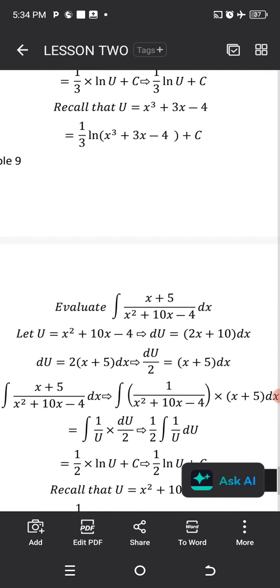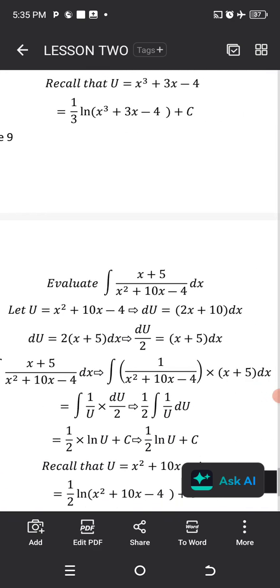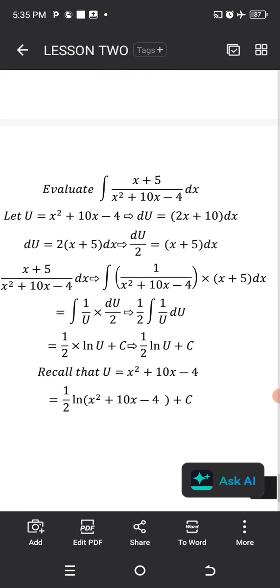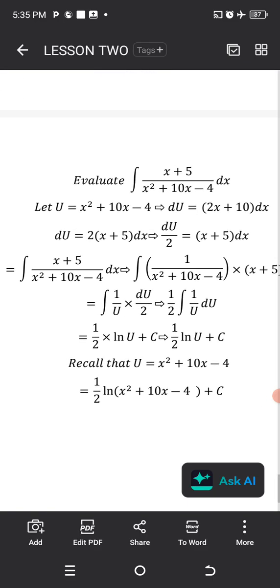The last example is example 9, which asks you to evaluate. It's just the same step, the same principle, the same method. So let u equal the one with the higher power. You substitute the higher integral function with u. So let u equal s squared plus 10s minus 4.